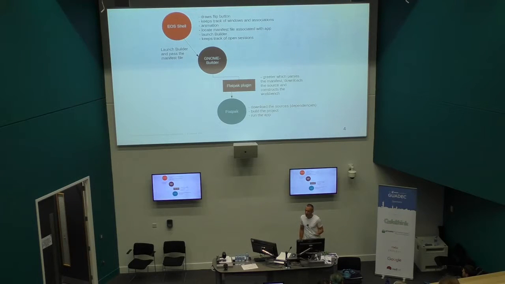On the EOS shell side of things, we draw that little button down there. And then in the shell as well, we keep track of those two windows, because we always need to keep the association of the application window and the builder window. So when we change the size, or move the position, or the user closes one of those windows, we always keep a useful state for the user. Then we have the animation as well, for the rotation of those two windows.